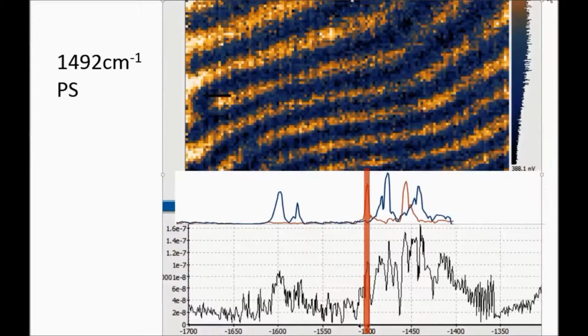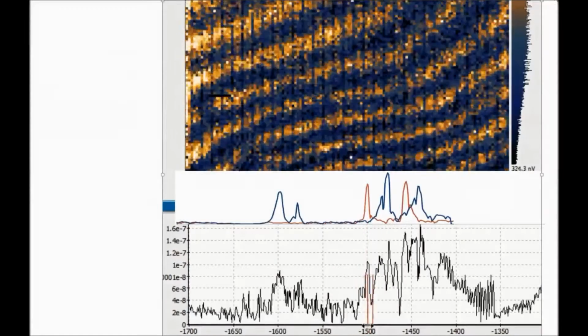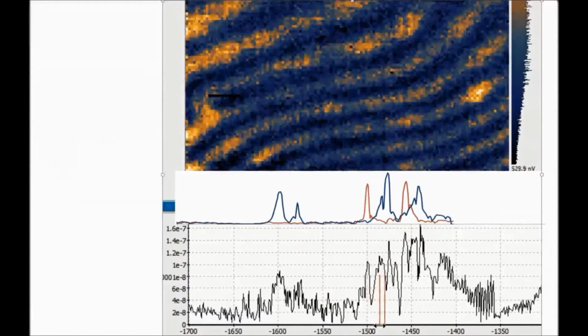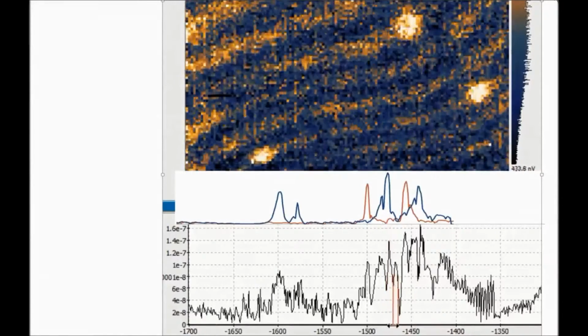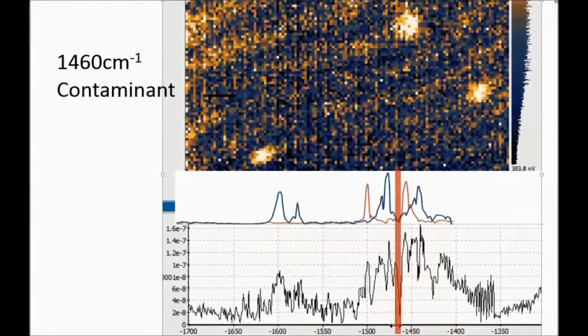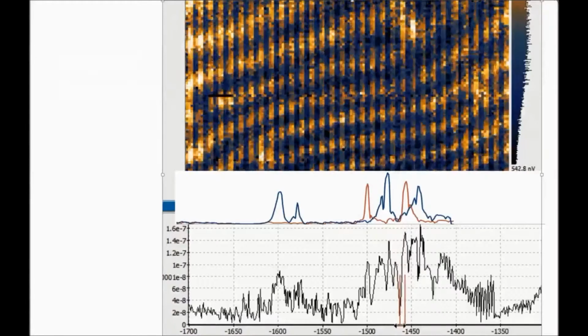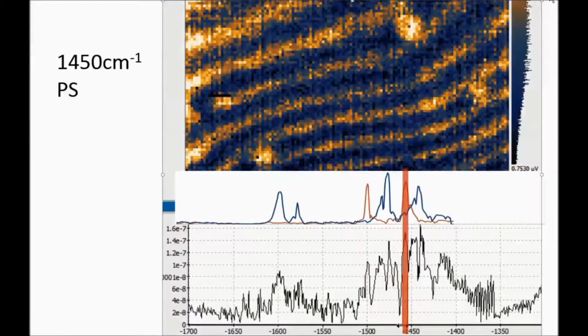At 1492, we have the first PS peak. And P2VP at 1470. At 1460, PS and P2VP are both low, but a third component, a contaminant, is highlighted. 1450 is another PS peak.